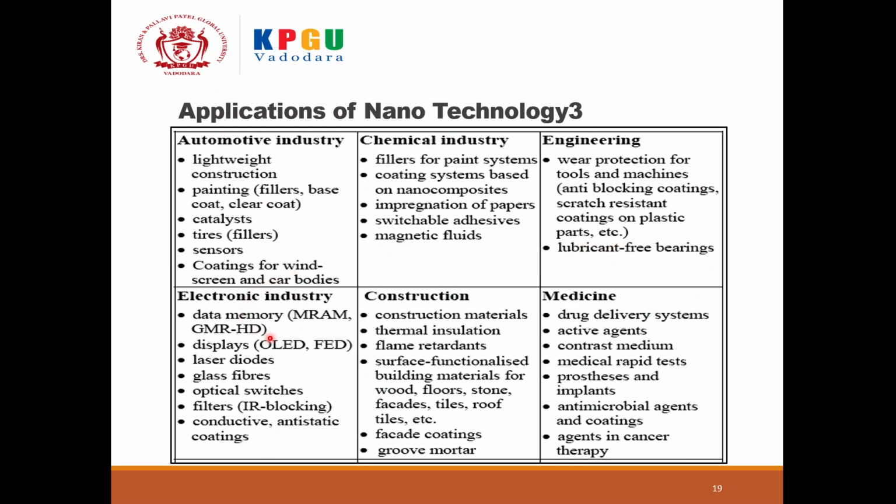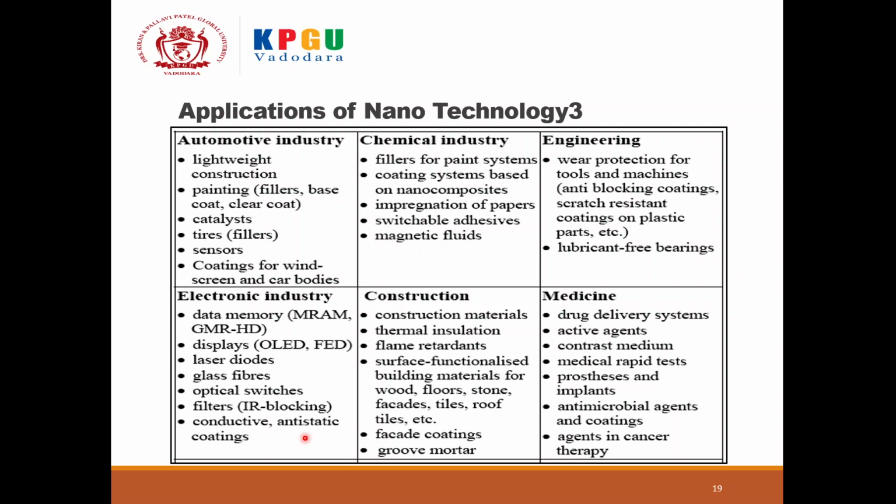For the electronic industry or computer engineering, what was the size of your PC before 10 years? And what is the size of your laptop nowadays, right? As you progress in time from 10 years ago to today, for everything, the size has reduced and efficiency has increased. So this is the effect of nanotechnology. Even in the electronic industry: data memory, display, laser diode, glass fiber, optical switches, conductive anti-static coating, etc.